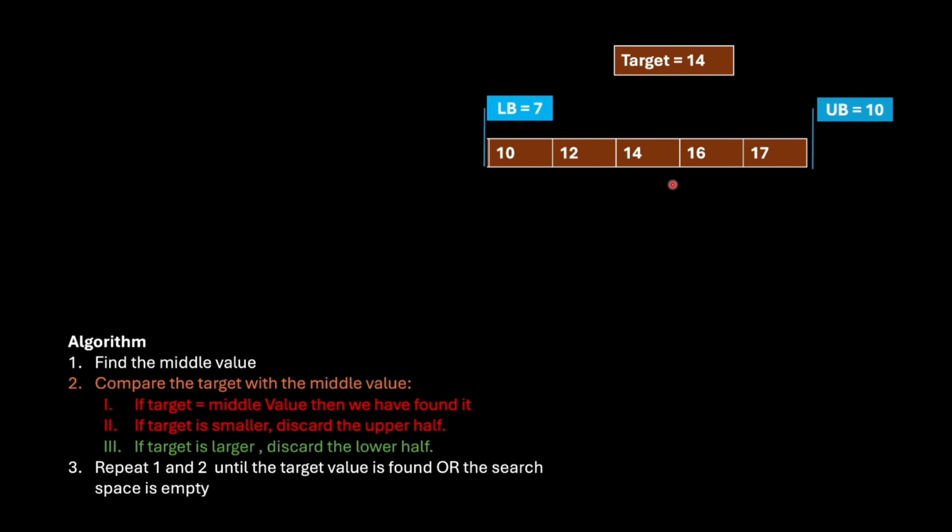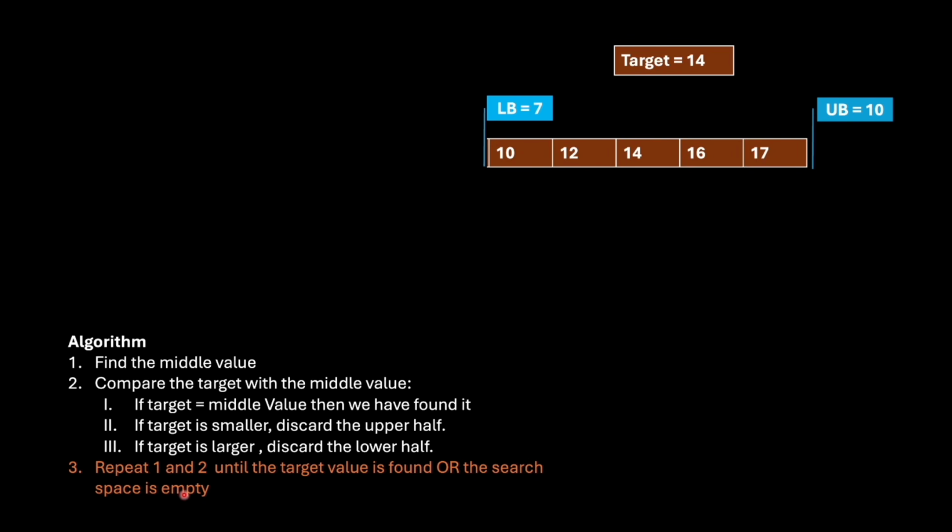As we have discarded the lower half, our lower boundary changes. Moving on, what's the third step? So we have to repeat step 1 and step 2 until the target value is found or the search space is empty. Okay, so let's repeat step 1. So we have to find the middle value again. So we have found the answer.